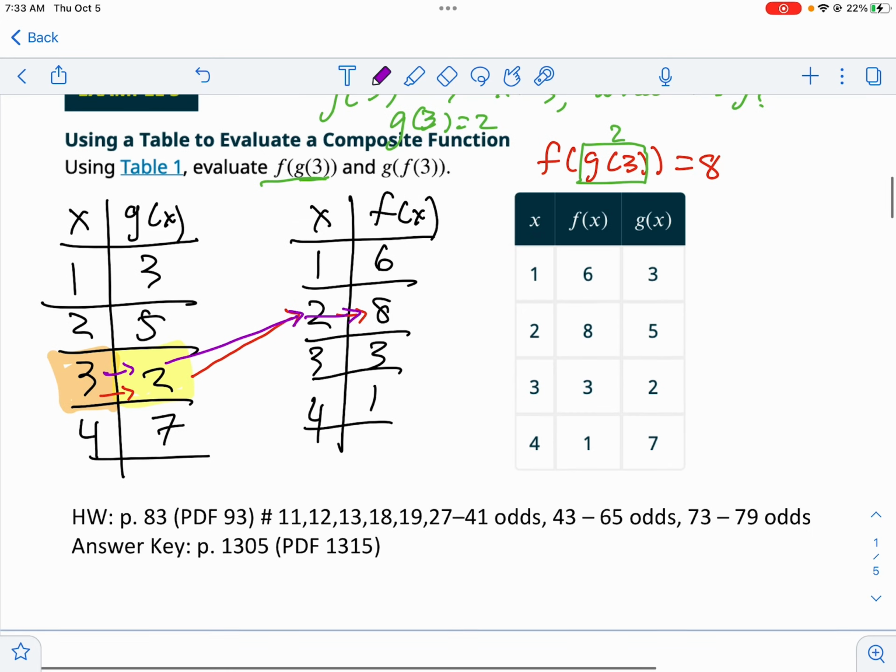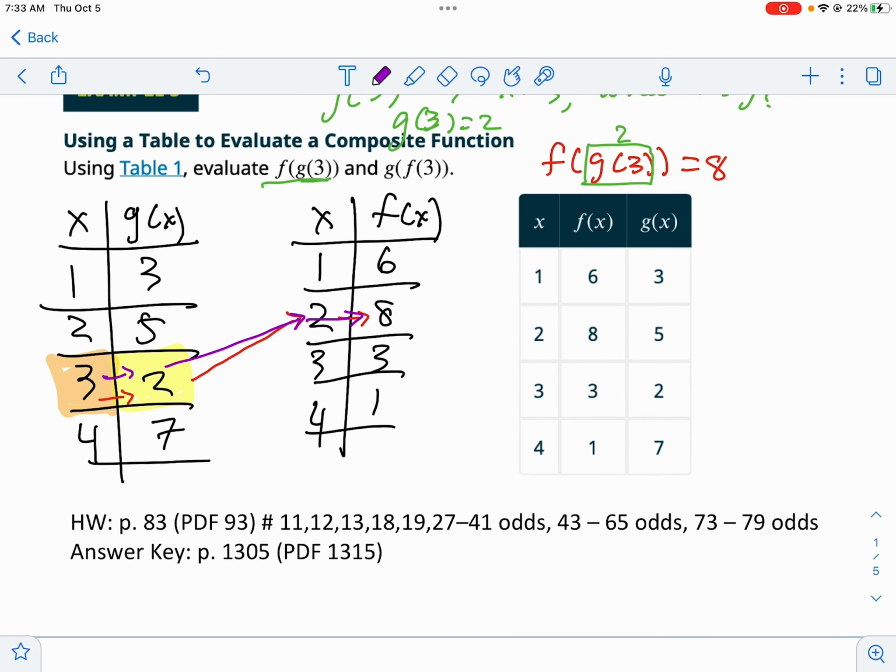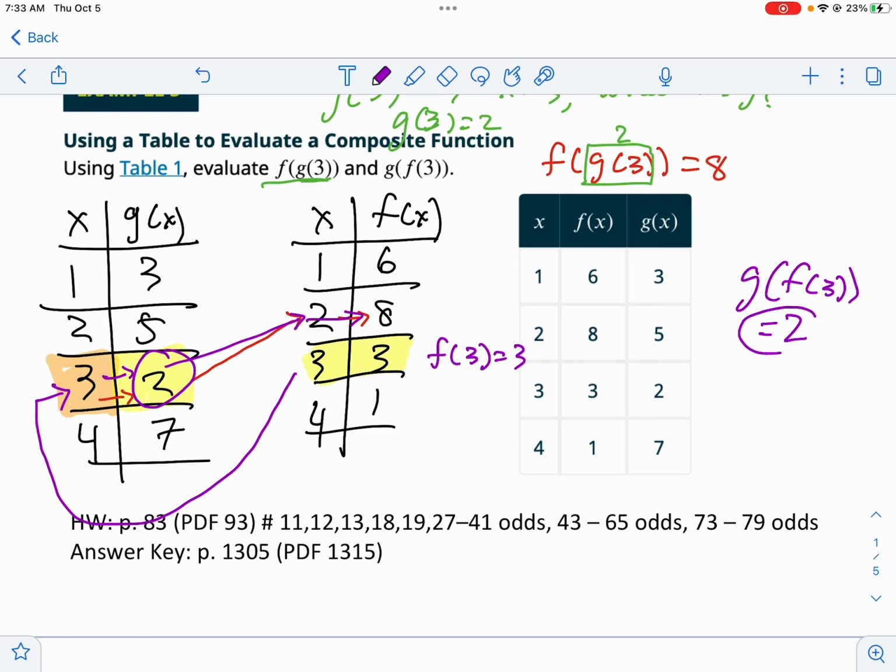Similarly, G of F of 3. If we're going the other way, G of F of 3, I'm going to look at the X box in my F of X. So we know the F of 3 is equal to 3. Now that tells us to look at the X, or the 3. So it's going to be 2. So this is equal to 2. It's kind of a portal to tell you where to go, where to look.